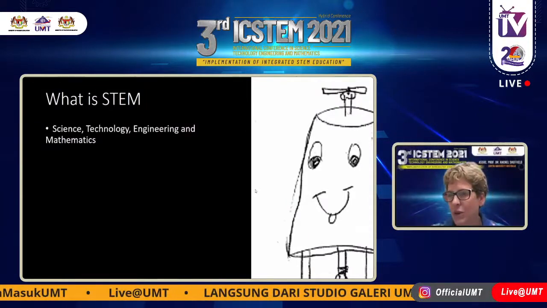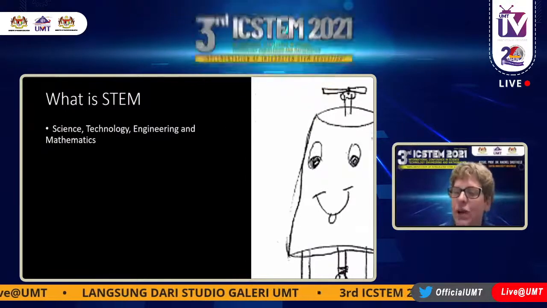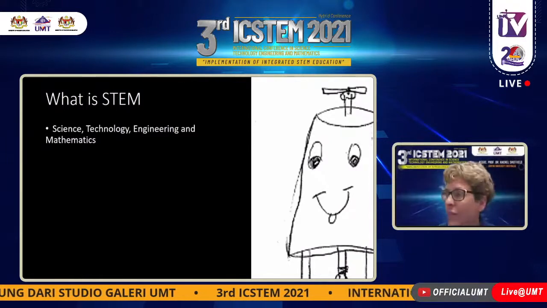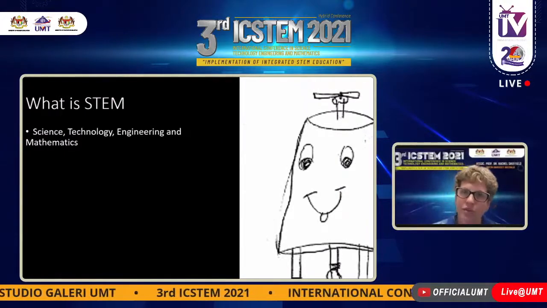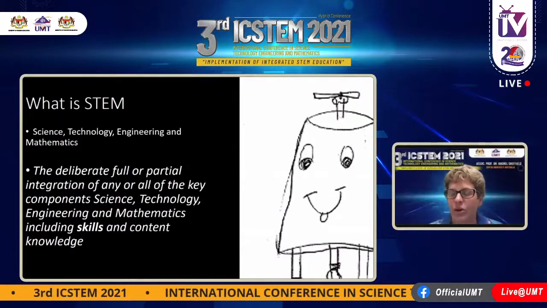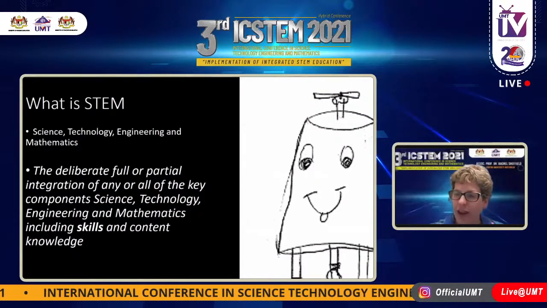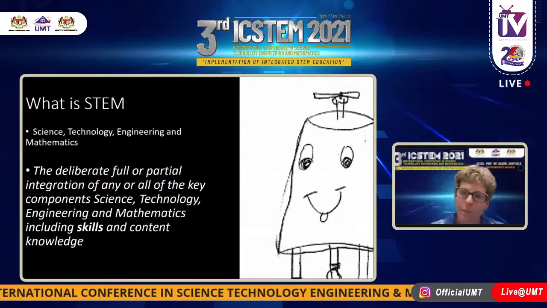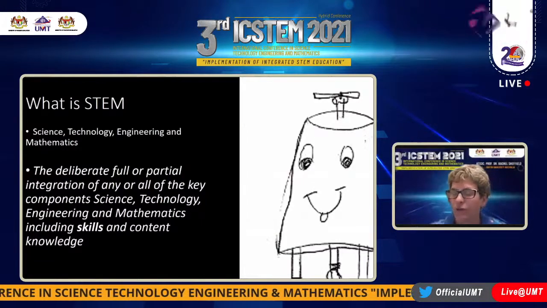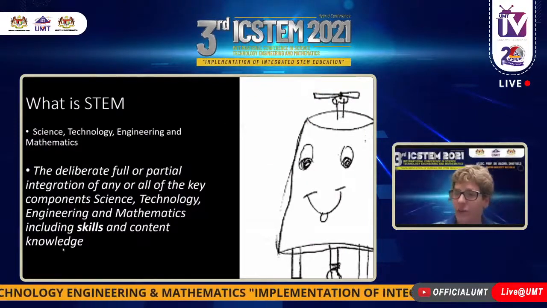So I think the first thing we need to start off with is, what is STEM? Now, at its narrowest, we're talking about completely integrated science, technology, engineering, and mathematics. And in Australia, that term is problematic. We don't actually have engineering in our curriculum. So we need to be very thoughtful about what we want it to be. I work on this premise: the deliberate full or partial integration of any or all of the key components. I'm including not just content knowledge, but skills. Those are the two things I'm really interested in. I don't want to force it into all four areas. I think that does a disservice to what we're trying to teach. And I think the skills are really, really important.